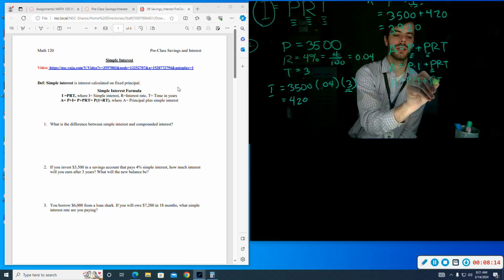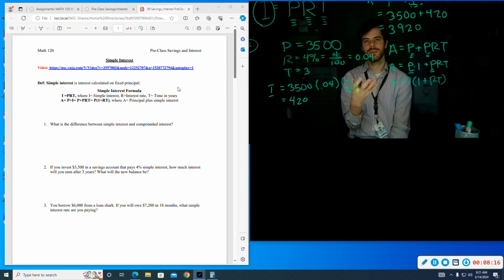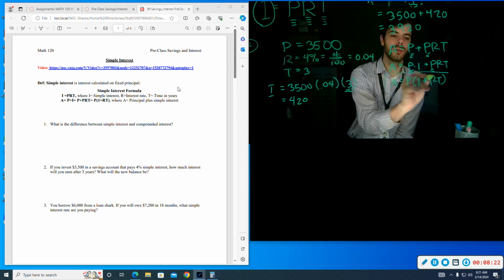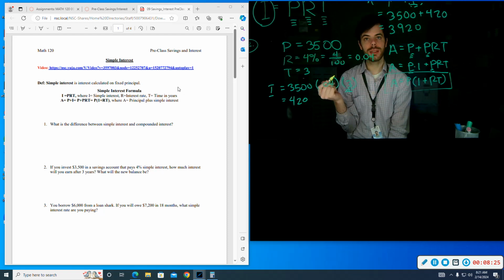plus RT, right? So what's the opposite of distributing? Collecting, right? I've collected terms. I've pulled a P out of that equation, and this gives me a formula that I can use to directly calculate the amount in the bank. Now I don't have to do this as a two-step problem. I can solve it as a one-step problem. Sometimes you are interested in the interest and you want to do it separately, but sometimes you just want to go directly to the new amount you have in your bank.